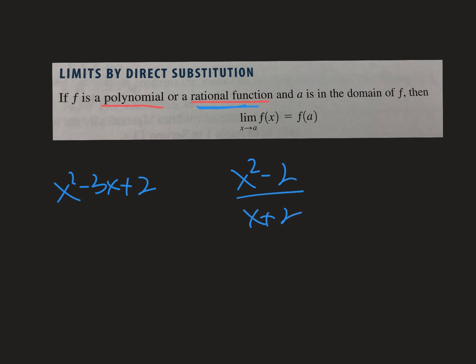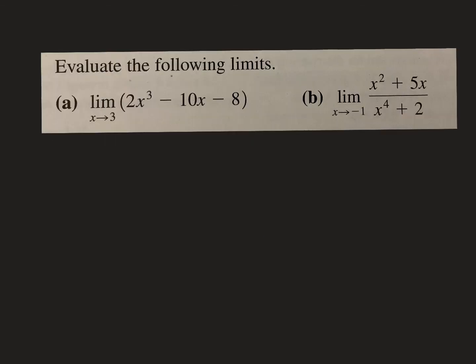That's rational. And if that's the case, if you have one of those two types, you can find the limit using direct substitution. You can just substitute the number you're approaching into your function and get your value. Let me show you one or two.